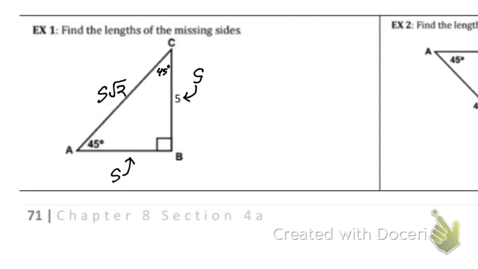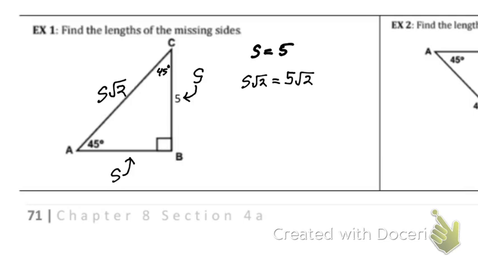Now I'm going to locate the number. One of my legs is 5, so that means S equals 5 in this case. If S equals 5, then S square root of 2 is going to equal 5 square root of 2.